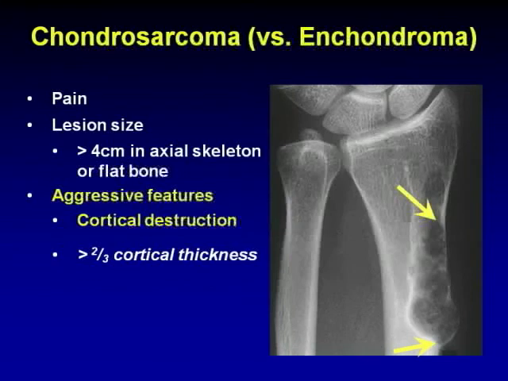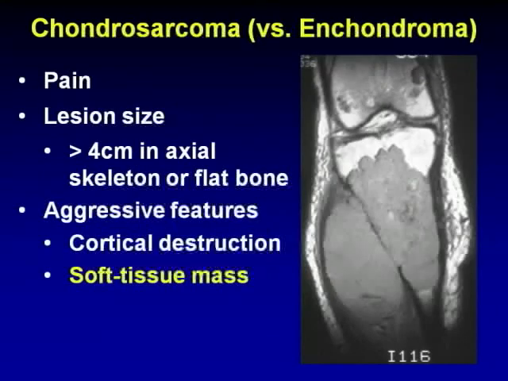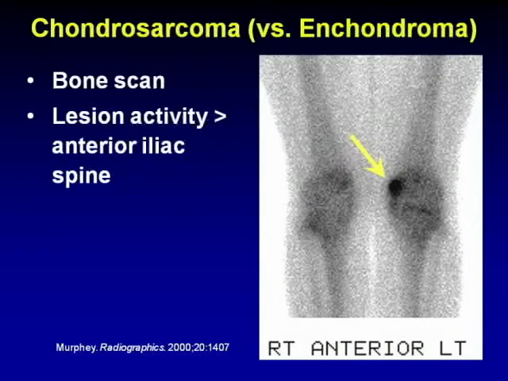We also should be looking for aggressive features, namely cortical destruction. If there's greater than 2/3 of the cortical thickness that is eroded or destroyed, or there's frank cortical breakthrough in an adjacent soft tissue mass, those are all findings that should point us in the direction of chondrosarcoma rather than an innocent enchondroma. Bone scan, it turns out, may be helpful. People at AFIP have suggested that the lesion activity in chondrosarcomas is hyperintense compared to the anterior iliac spine region in the same patient used as an internal control, and that is not the case with enchondromas.